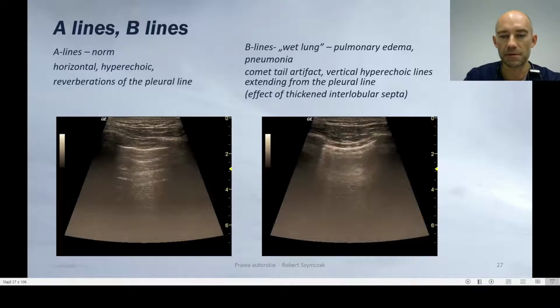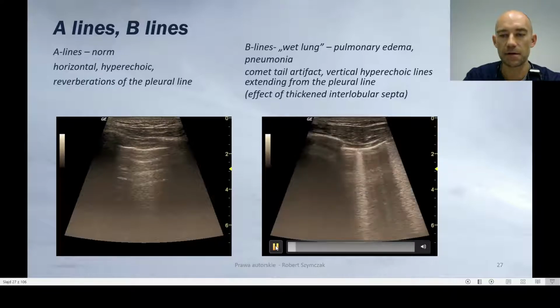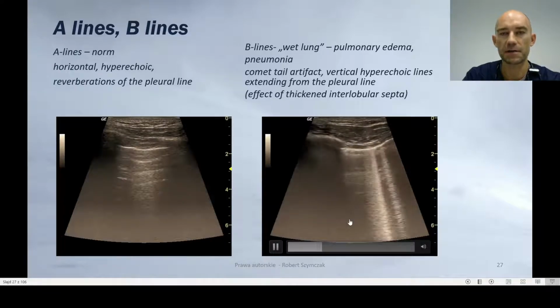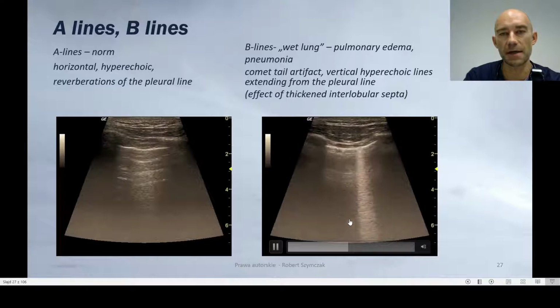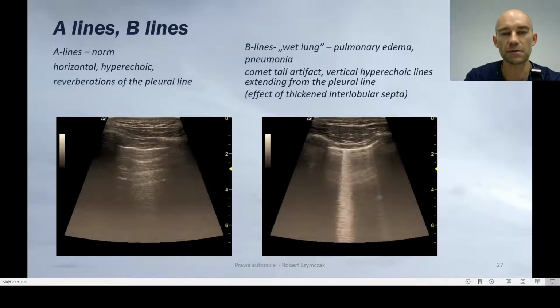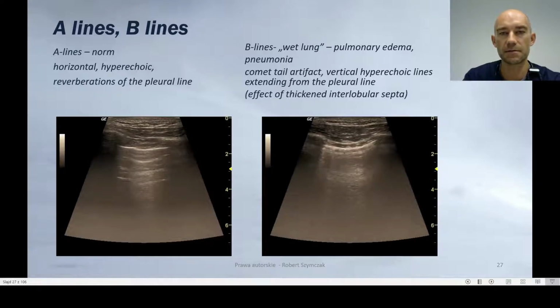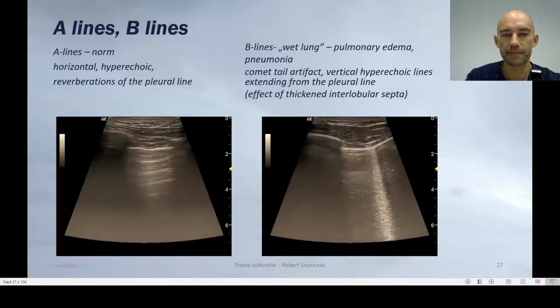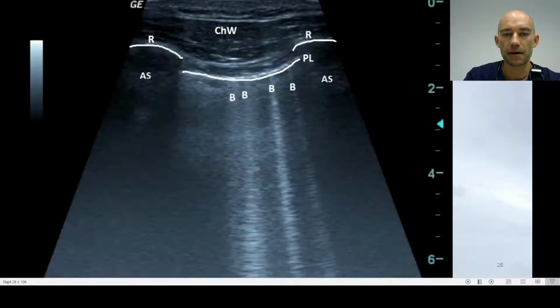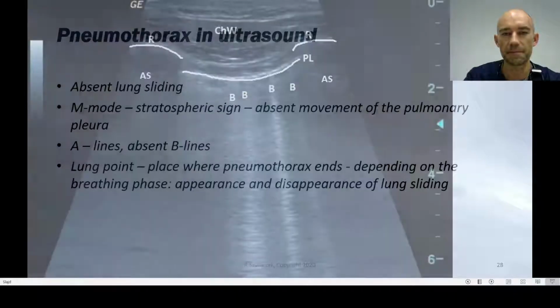So maybe one more time, I will show you B lines. Those vertical ones. So it's quite, I would say, easy to differentiate between the horizontal lines and vertical lines, okay? So it's quite different. Here is the picture of the B line. So there should be at least 3 B lines to diagnose that the B lines are the problem, and with that we've got, for example, pulmonary edema.